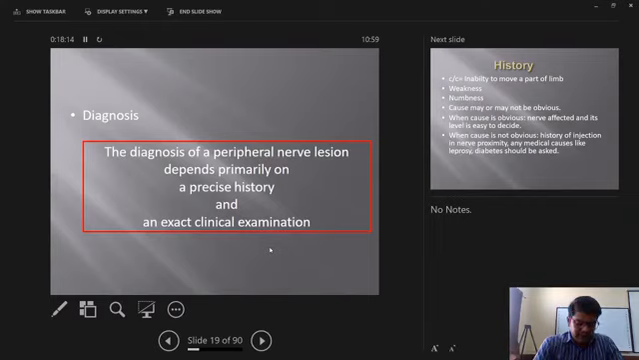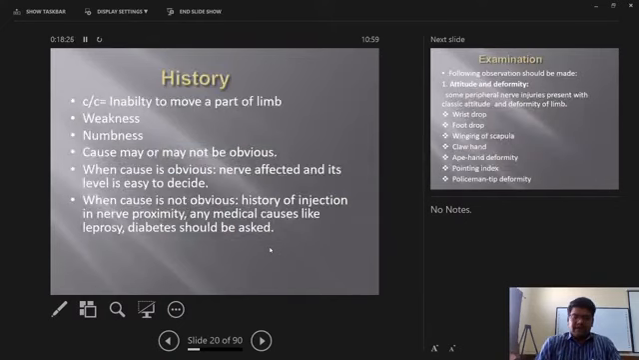So diagnosis of any peripheral nerve injury depends primarily on the precise history and exact clinical examination. So history: the patient complains of weakness of the limb, inability to move the limb, there is numbness. The cause may or may not be obvious. When the cause is obvious, the nerve affected and its level are easy to diagnose. When the cause is not obvious, the history of any injection in the nerve, any medical causes like leprosy, diabetes should be asked.